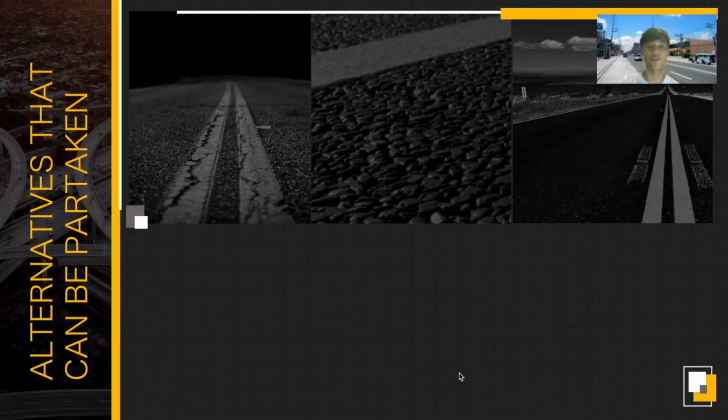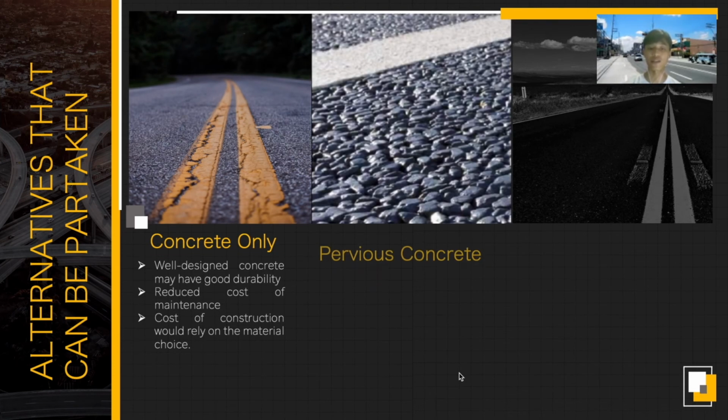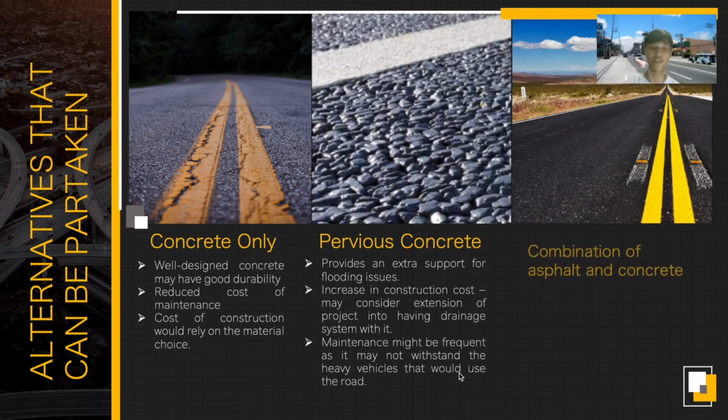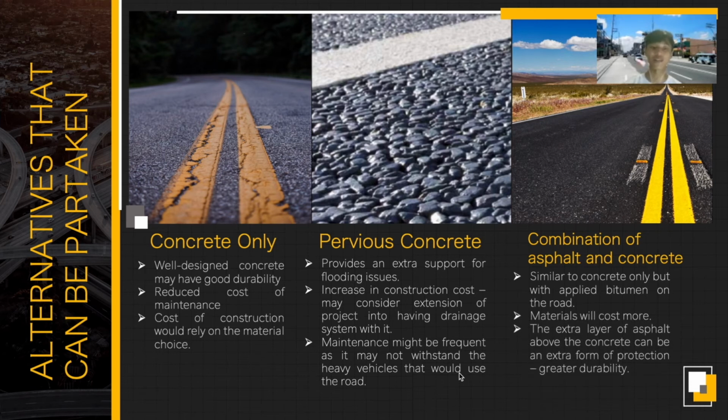As mentioned earlier, we will be focusing on the construction of the road, specifically the materials that will be used. After discussing with each other, we came up with three different alternative solutions for the problem, which are cement, pervious cement, and combination of cement and asphalt. Pervious cement is a modification of cement wherein the fine aggregates were not included in the mix, which results to voids being present inside the concrete. This makes the concrete more permeable to water.